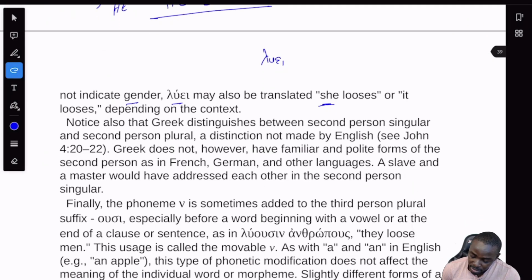Notice also that Greek distinguishes between second person singular and second person plural, a distinction not made by English. So he says, see John 4:20-22. Greek does not, however, have familiar and polite forms of the second person as in French, German, and other languages. Name dropping on us, right? Because he knows these languages. A slave and a master would have addressed each other in the second person singular.